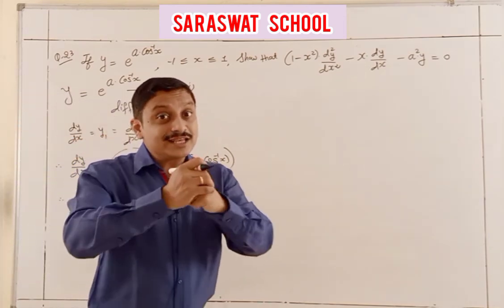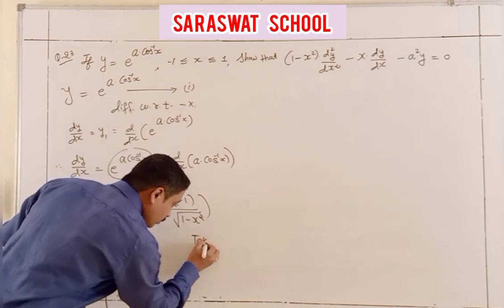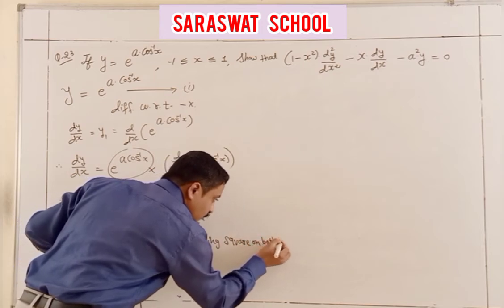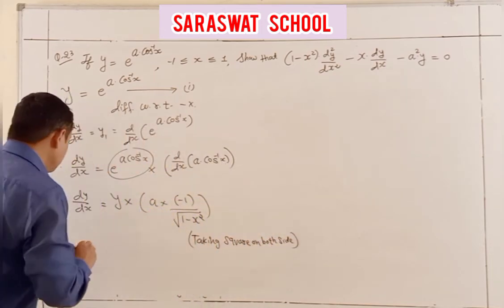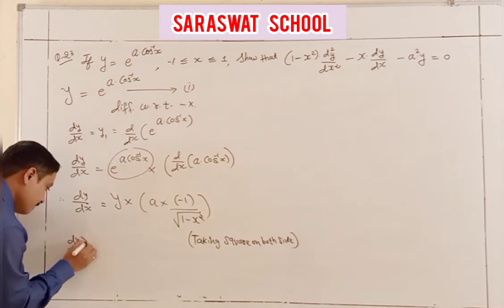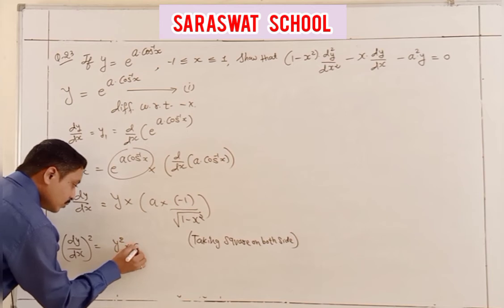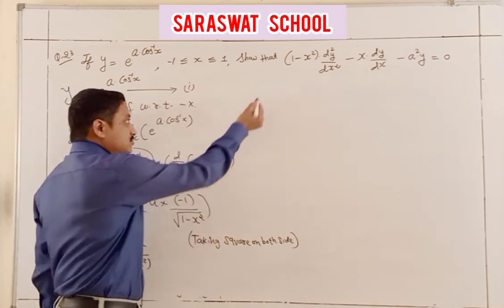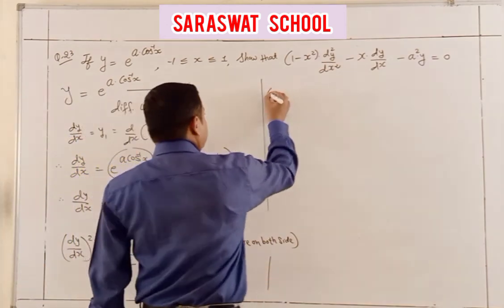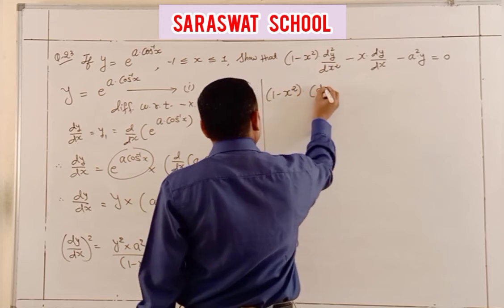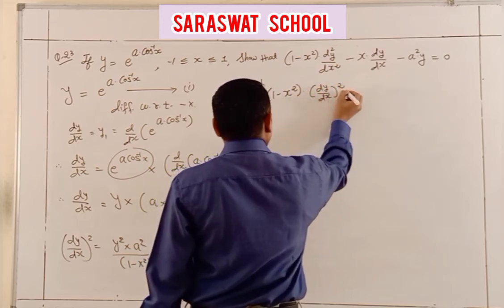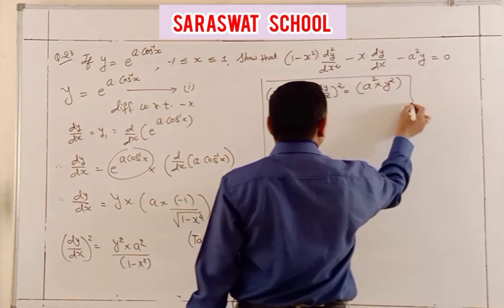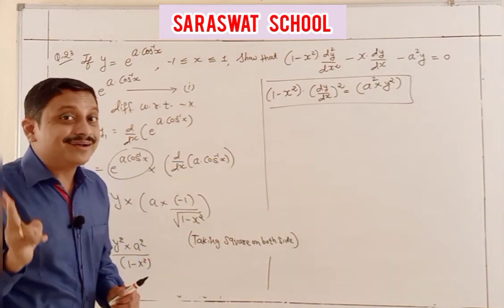Now, this root function I just remove, which means taking the square on both sides. Taking the square on both sides, you have dy by dx square, here y square, a square, and that is the same 1 minus x square. Now I just cross multiply. We get 1 minus x square into dy by dx square is equal to a square into y square. And here students, we start our second order derivative.